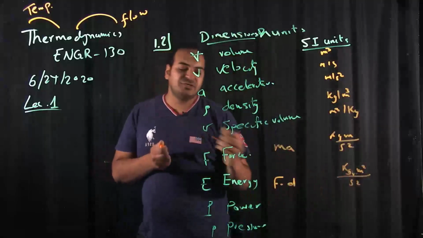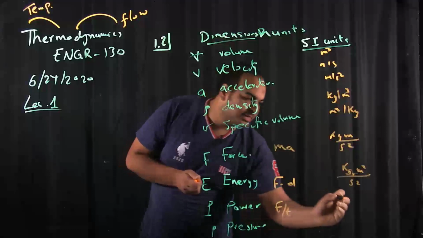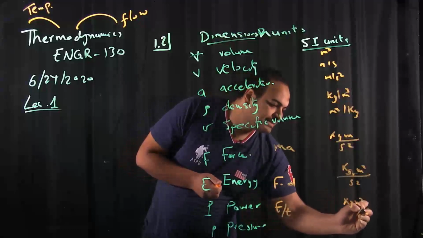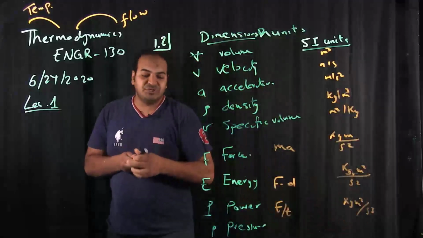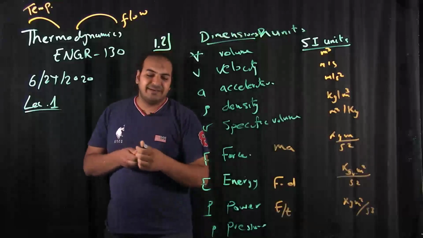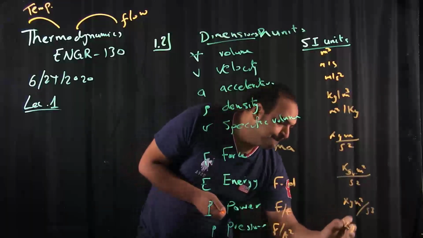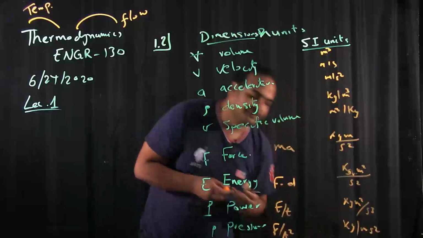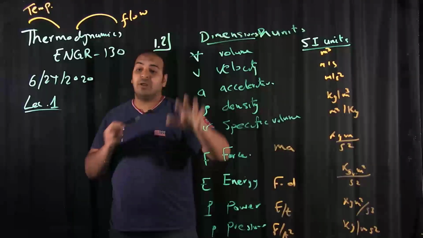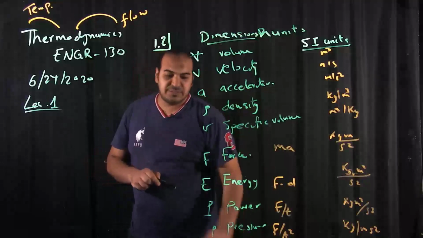Power is the rate of change of energy, energy per time. It's kilogram meter squared per second cubed. Pressure is force per unit area, which is kilogram per meter second squared. There are many tons of units.